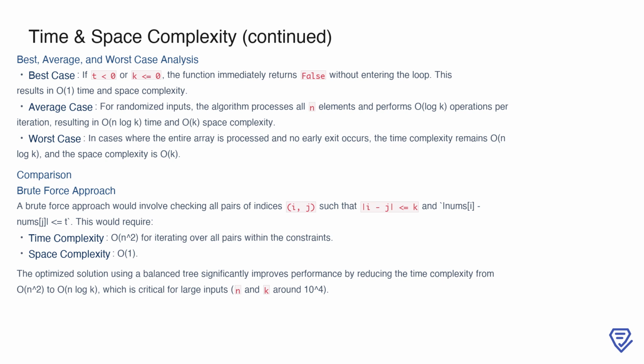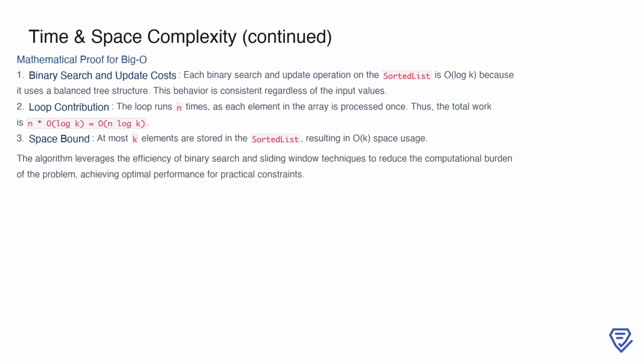Comparing this to a brute force approach, which checks all valid pairs i, j, and has a time complexity of O(n squared), the optimized solution provides significant improvement. The space complexity of the brute force approach is O(1), but the time savings of the optimized approach, especially for large inputs where n and k are on the order of 10 to the power of 4, make it far more practical. To solidify our understanding, let's summarize the mathematical proof for the algorithm's big O complexity.